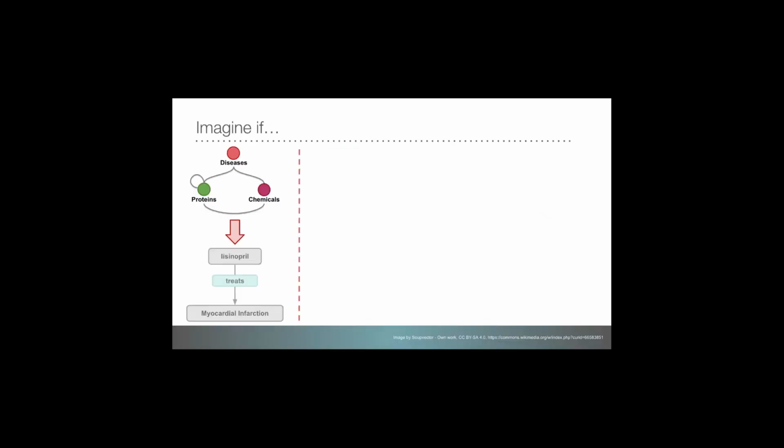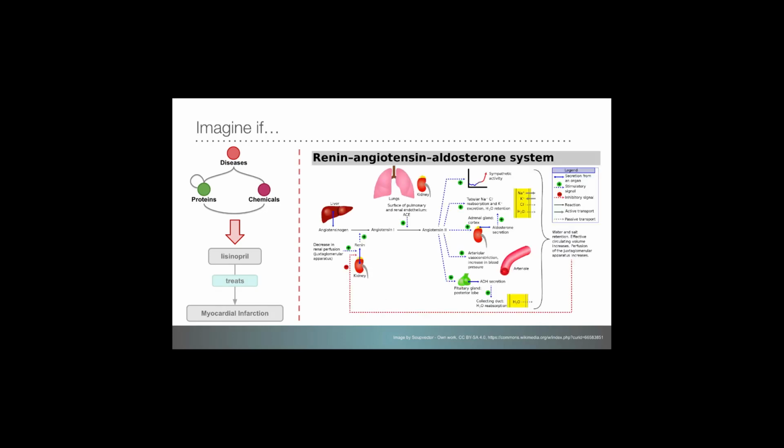So as mentioned in prior slides, most systems pharmacology-based analyses aim to identify drug outcome relationships using really simple networks, typically comprised of drugs, proteins, and diseases. For example, what you're seeing on the screen, lisinopril treats myocardial infarction. But these simple networks offer no explanation as to why this relationship exists.